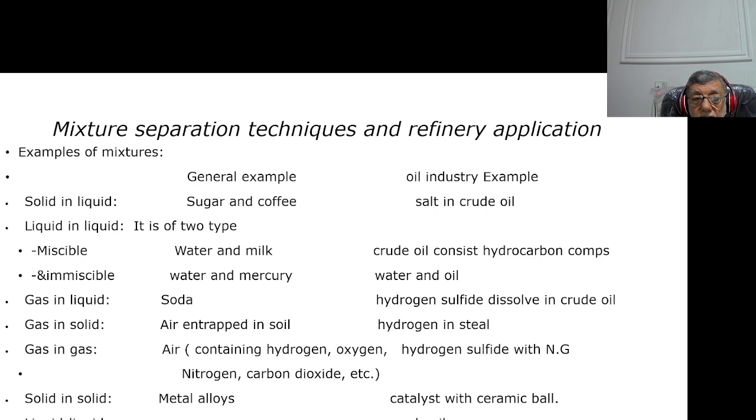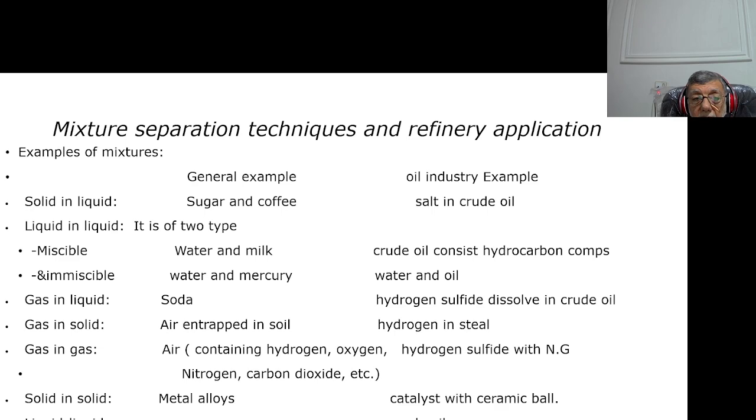The other type is immiscible, like water and mercury or water and oil. This is immiscible, because it's not mixed together. It makes two layers, an upper layer and a lower layer, and there's a line between them. That line is called the interface line or interface level, which separates the two compounds. So like water and oil.